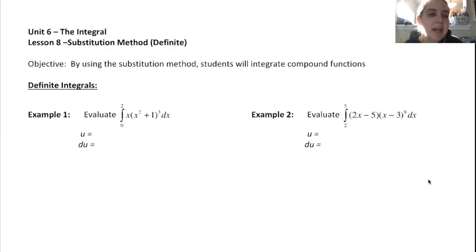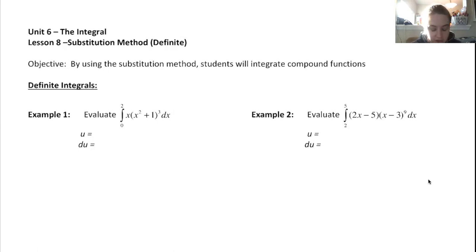Hey, good morning. Today we are finishing up the first part of Unit 6, the integral. We're looking at Lesson 8, the substitution method again, but this time we're looking at definite integrals. So if you notice my first two examples, I have boundaries on the integral sign. We're talking about A and B here. So with our definite integrals, there's a step that's just a little bit different.